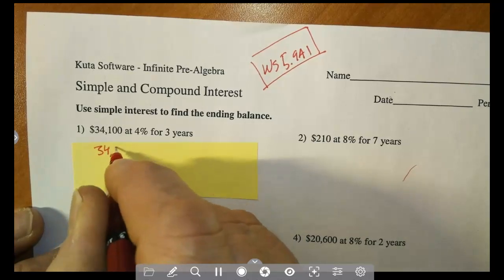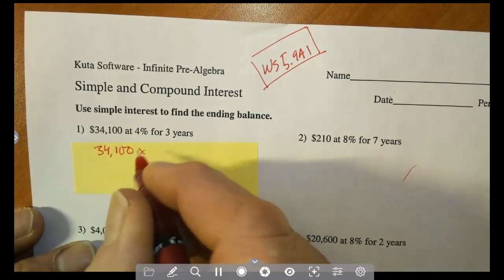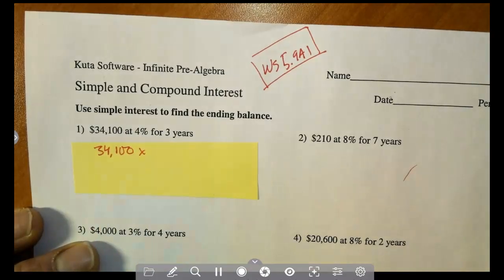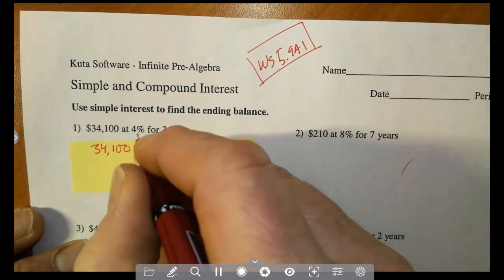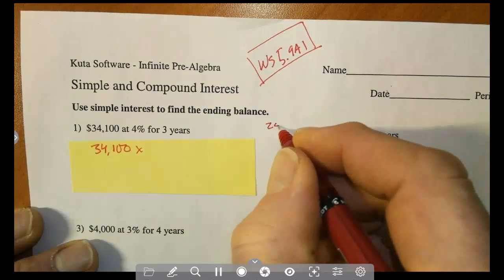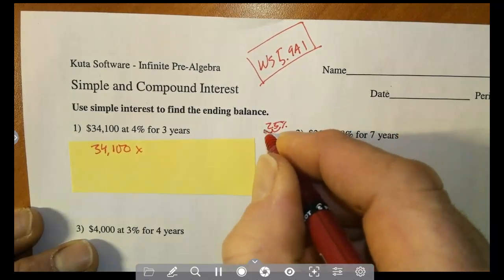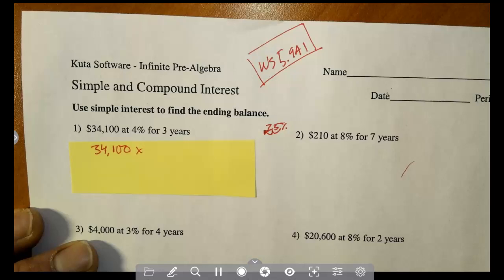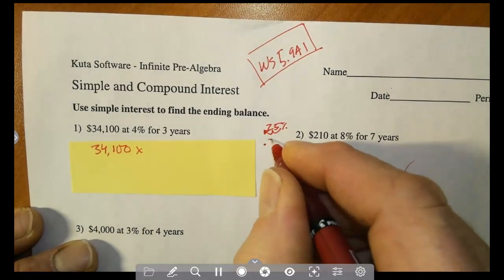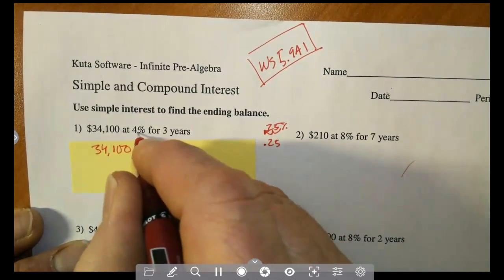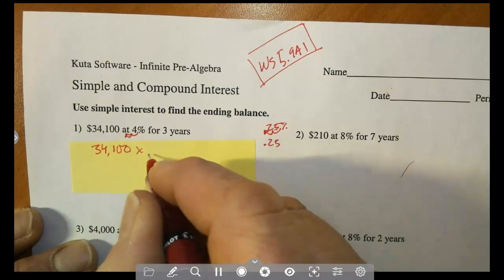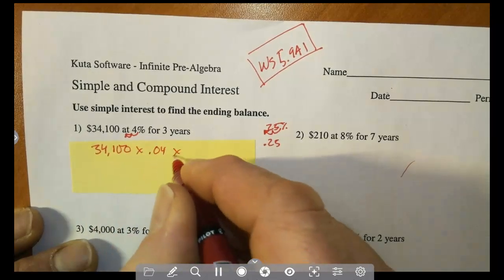You take the $34,100, you take it times 4%. Now, 4% has to be written as a decimal. So to make a percent into a decimal, here's 25%. Remember, you move it back 2 places to make it into 0.25. We do the same thing here. We just move this back 2 places. So this is going to be times 0.04.